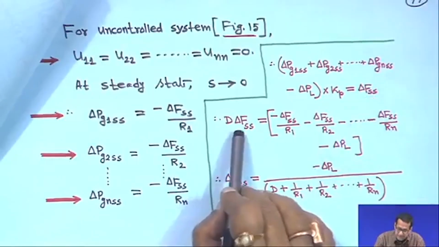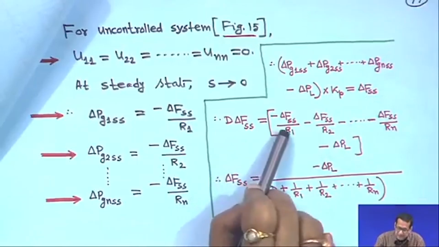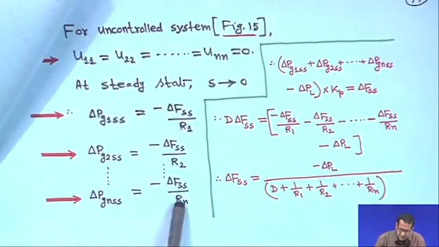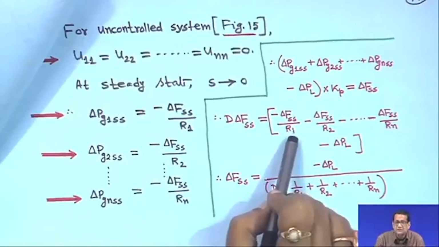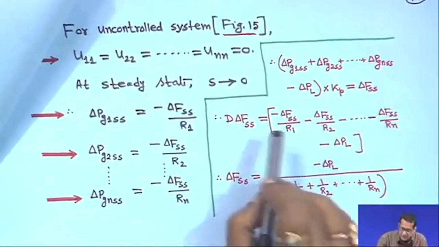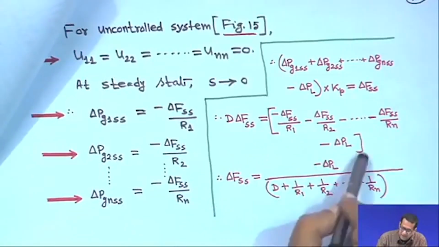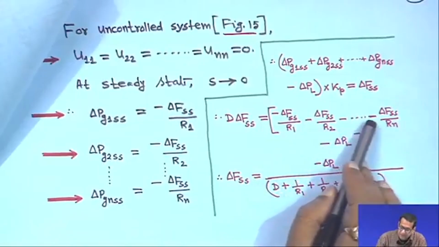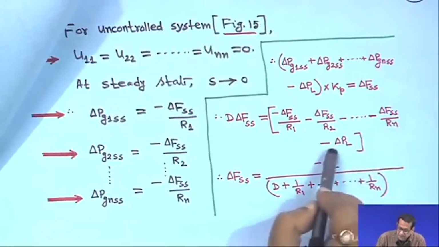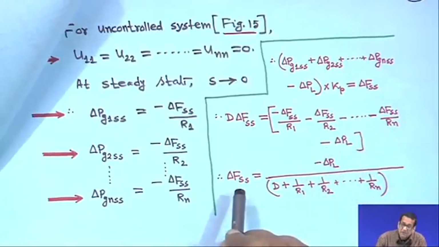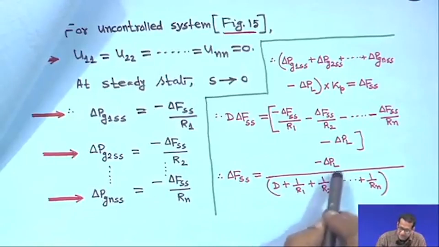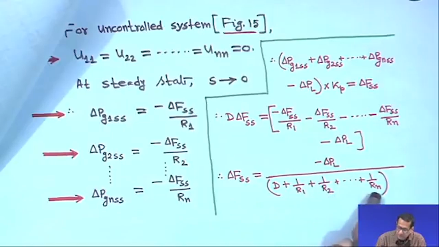So that's why we are writing D into delta FSS is equal to this one, and this one: delta Pg1 SS, delta Pg2 SS up to delta PgN SS. You substitute here, all this is put here, and minus delta FSS upon R1, minus delta FSS upon R2, up to minus delta FSS upon Rn, minus delta PL. Upon simplification, delta FSS is equal to minus delta PL divided by D plus 1 upon R1 plus 1 upon R2 up to 1 upon Rn.